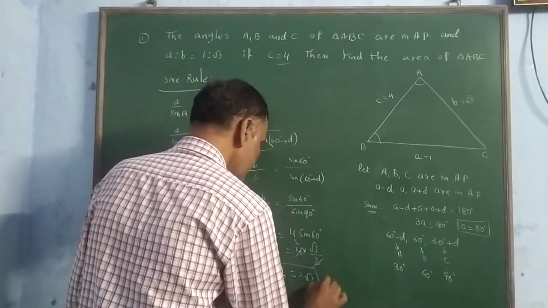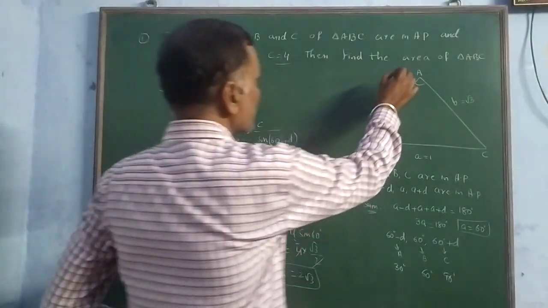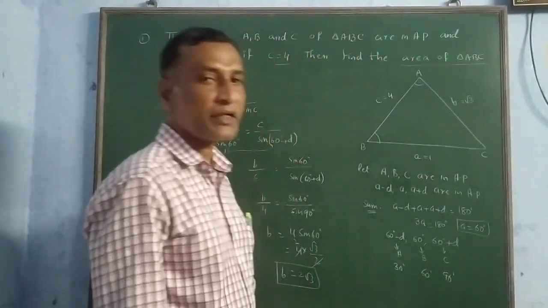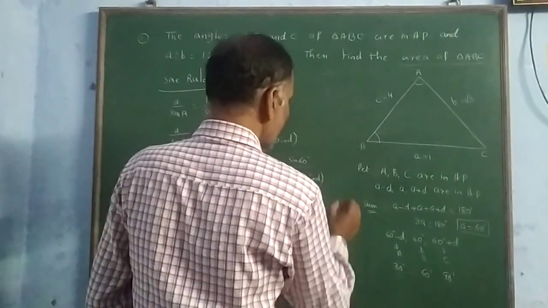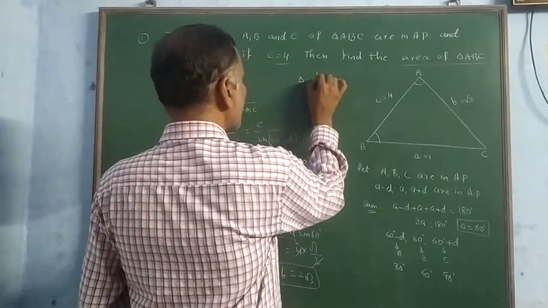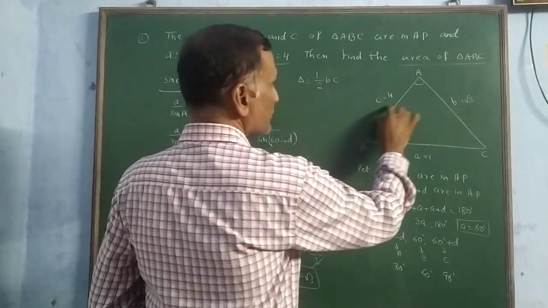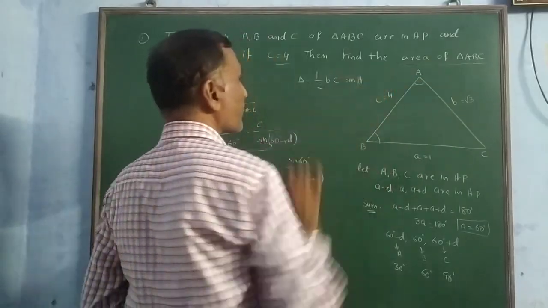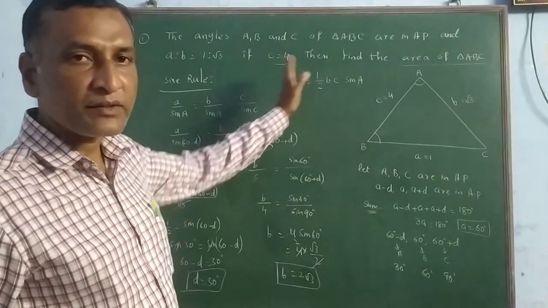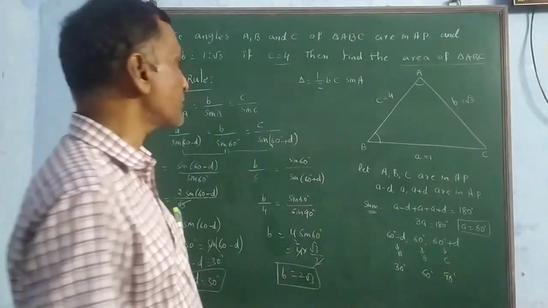B value is 2 root 3. Now we can ask the question: find the area of triangle ABC. Here, the area of the triangle equals half of side B, side C, into sin A. Half of BC sin A. This is the principle of the area of the triangle.